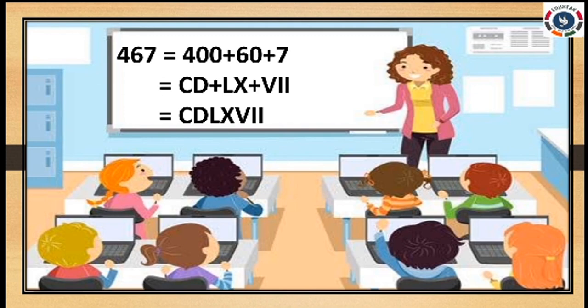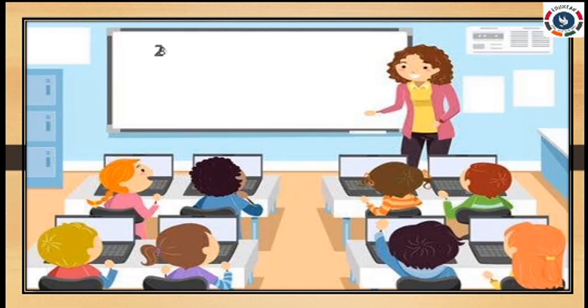Now you substitute the Roman numeral for every value. For 400 you have to write CD, then plus, for 60 LX, for 7 VII. So CD plus LX plus VII, you get finally CDLXVII. We just want to replace the plus sign. One more example for you.